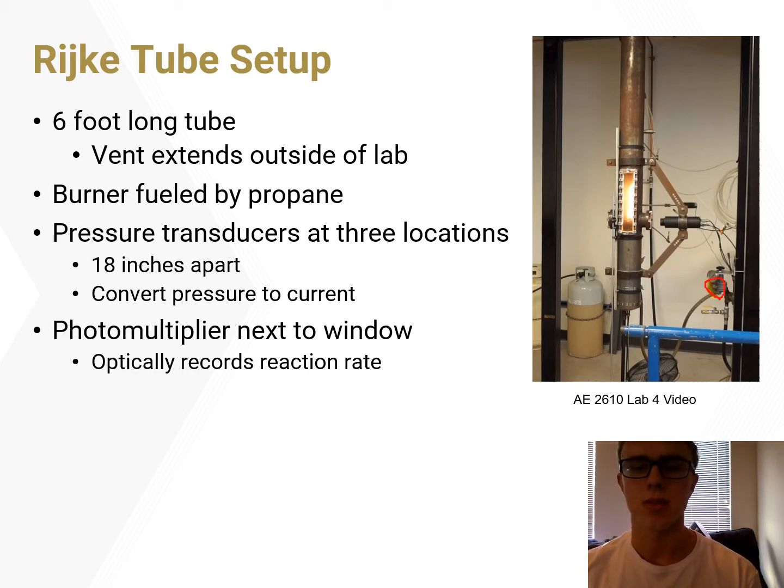Additionally, to take measurements, there are 3 pressure transducers that are each 18 inches apart. What these transducers do is take a physical measurement, in this case pressure, and convert it to an output current, which can then be converted to an RMS voltage by an oscilloscope. Additionally, this device here is a photomultiplier that optically records the reaction rate. That's why we have it sitting right next to the window where the burner is.